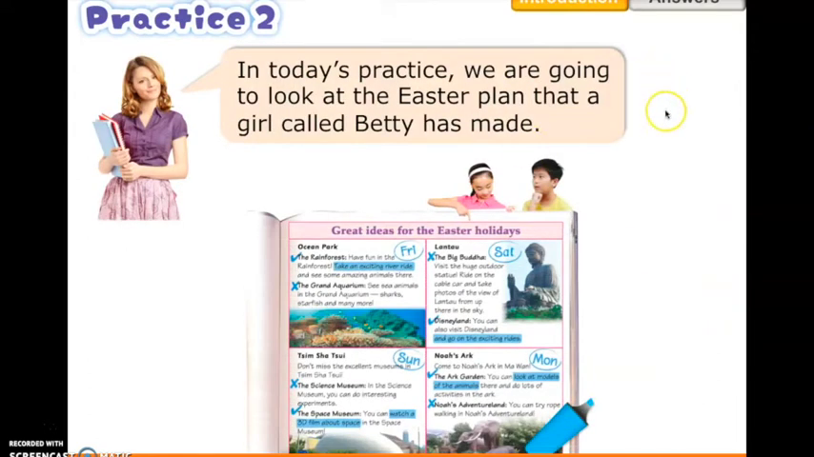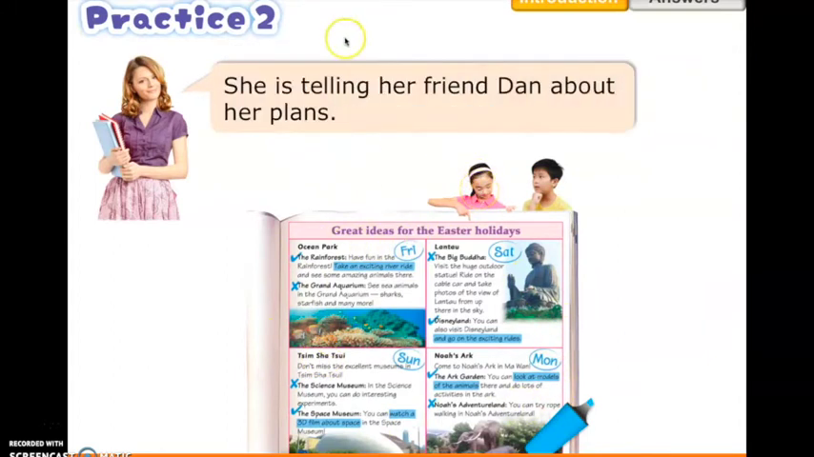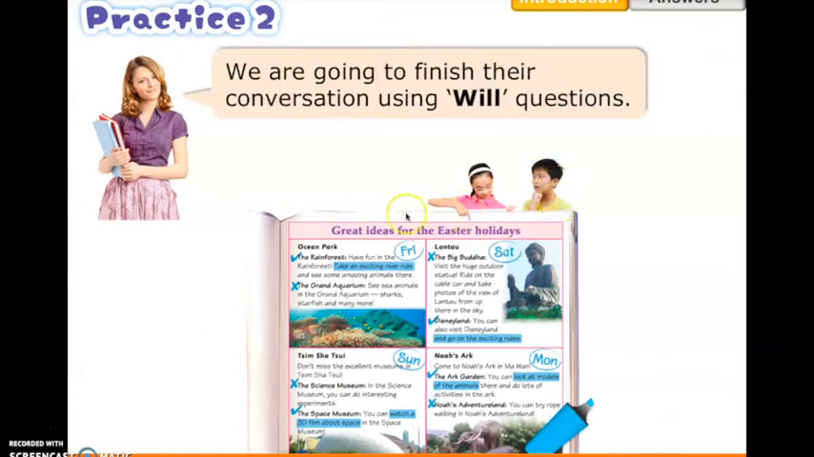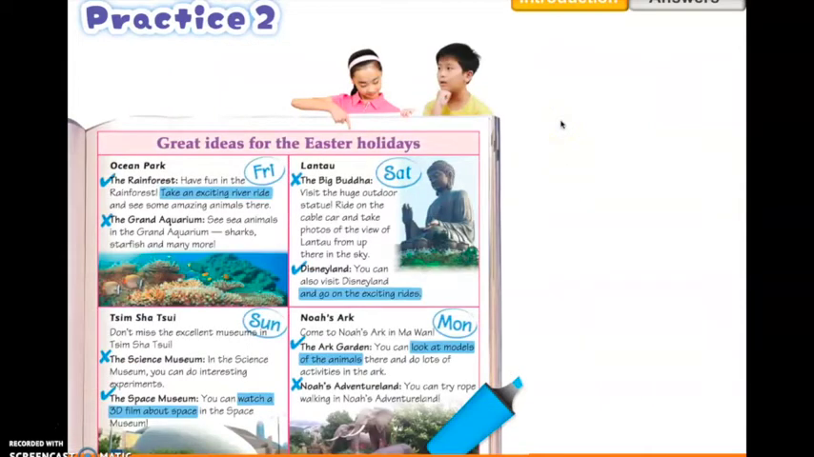In today's practice, we're going to look at the Easter plan that a girl called Betty has made. She is telling her friend Dan about her plans. Dan is also asking some questions about her plans. We're going to finish their conversation using the structure will. Okay, we have to use the will questions. So this is the plan on practice 2. Let's look at it. Remember, this is Betty and that is Dan.